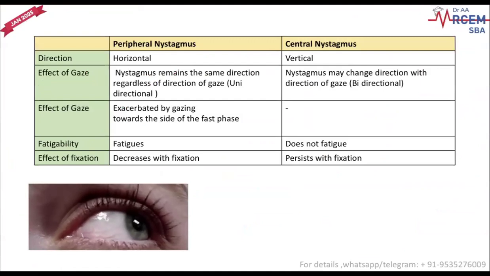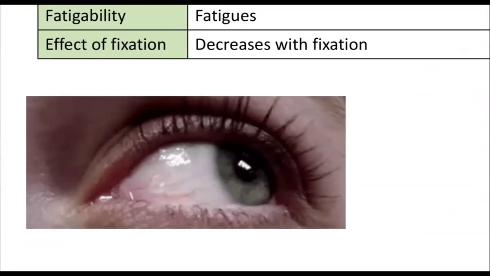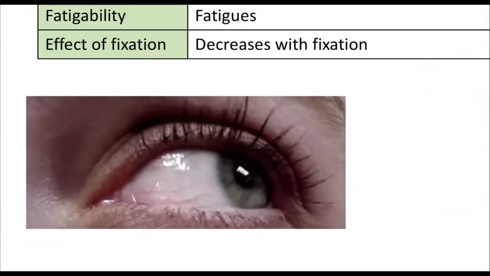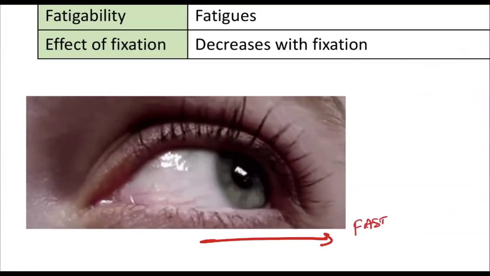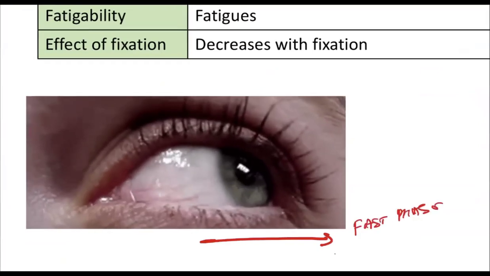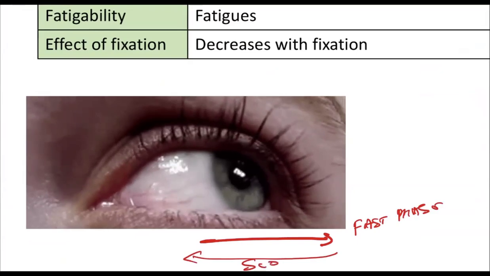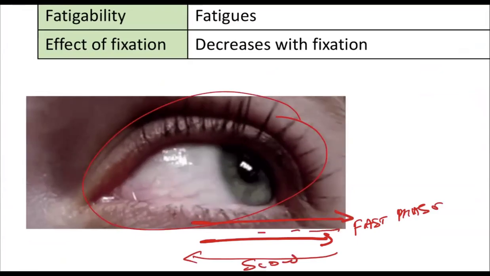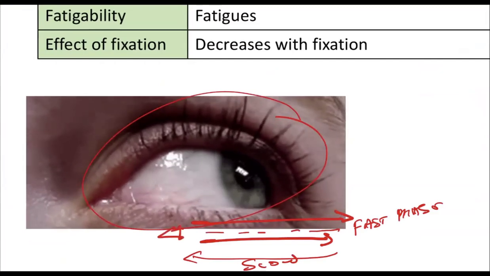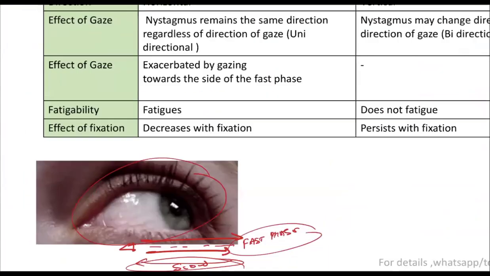Nystagmus also has differentiating factors you need to be aware of. Here you can see in the image that it goes very fast in this direction. That is known as the fast phase. And it goes slowly back in this direction. That is known as the slow phase. Have a closer look here. It goes very fast in this direction, and a little bit slowly in this direction. Fast is the fast phase, slow is the slow phase.